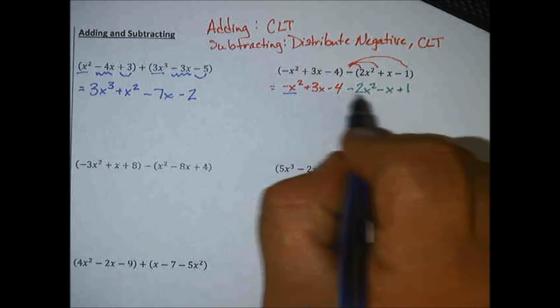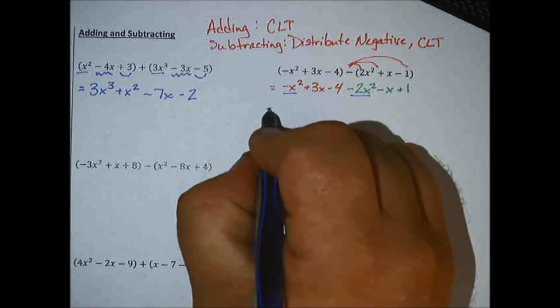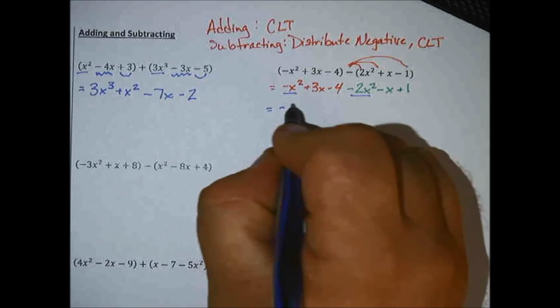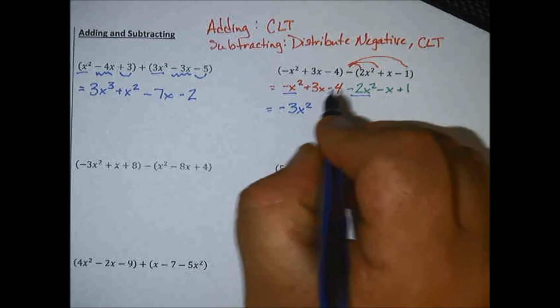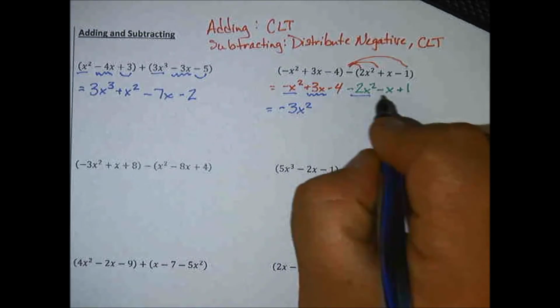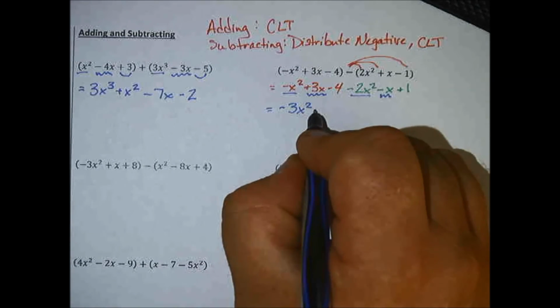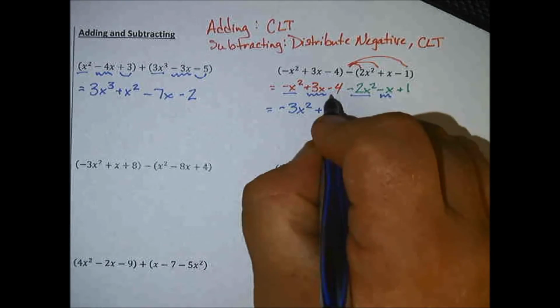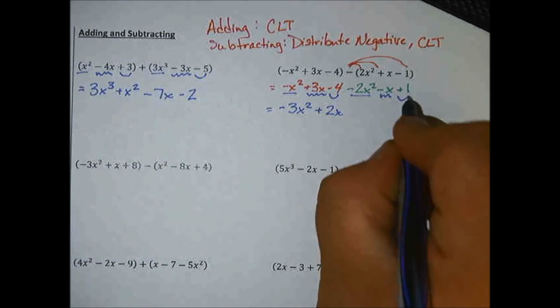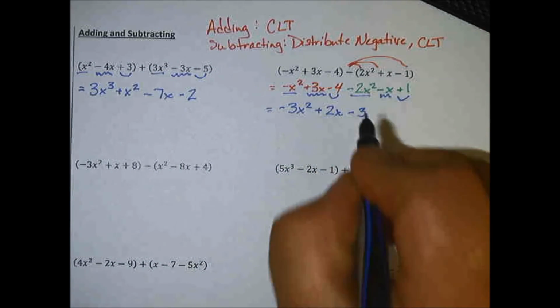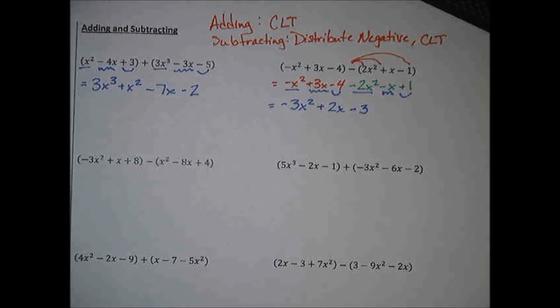So I have x squared. That's a negative 1 and a negative 2 gives me negative 3x squared. I have an x and x, and that's a 3 minus 1, which is going to be plus 2x. And then I have a negative 4 and a positive 1, gives me negative 3. And that's my answer. Pretty neat, huh?